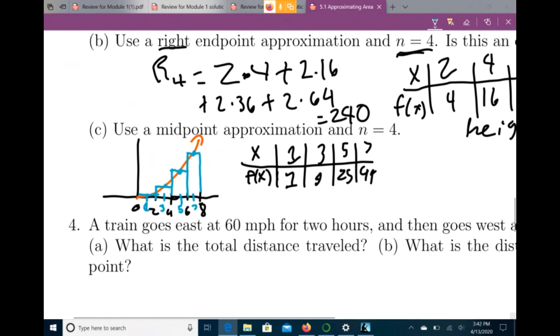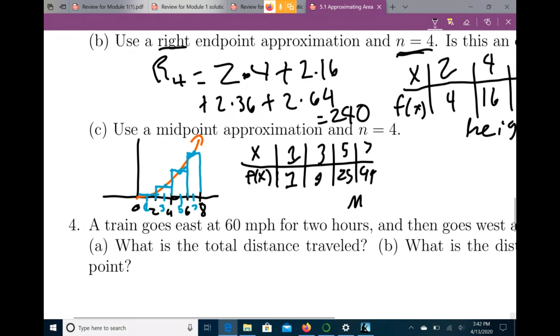Okay, so now it's less clear whether we're overestimating or underestimating, and often this is a better approximation than the right or left endpoints. Okay, because there are some spots where we're going a little bit over the curve, and there are some spots where we're going a little bit below the curve. All right, so this will be the sum.